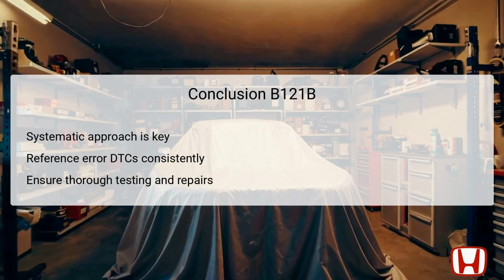In summary, troubleshooting DTC B121B requires a systematic and methodical approach to accurately determine the cause of the short in the mode control motor circuit. Reference to error codes is crucial throughout the process, ensuring that technicians are always aware of the current status of the system. Each step, from verifying errors to continuity checks, plays a pivotal role in isolating the fault efficiently.